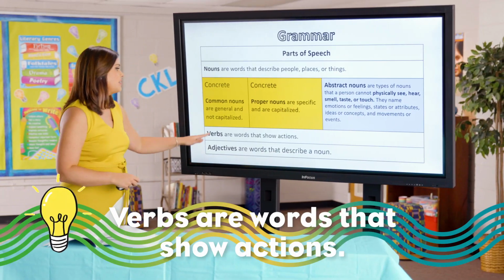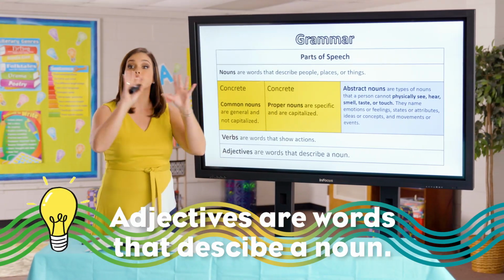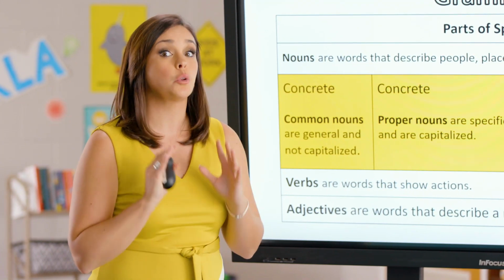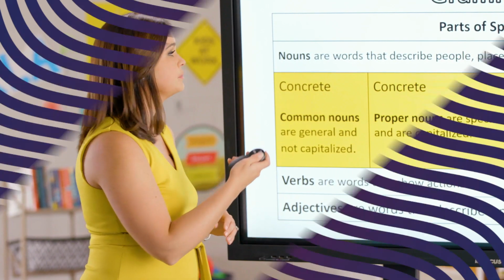We've also learned that verbs show actions, and that adjectives are words that describe nouns. It's been a while since we've talked about some of these, so let's take a closer look so we don't get rusty with any of our grammar rules.